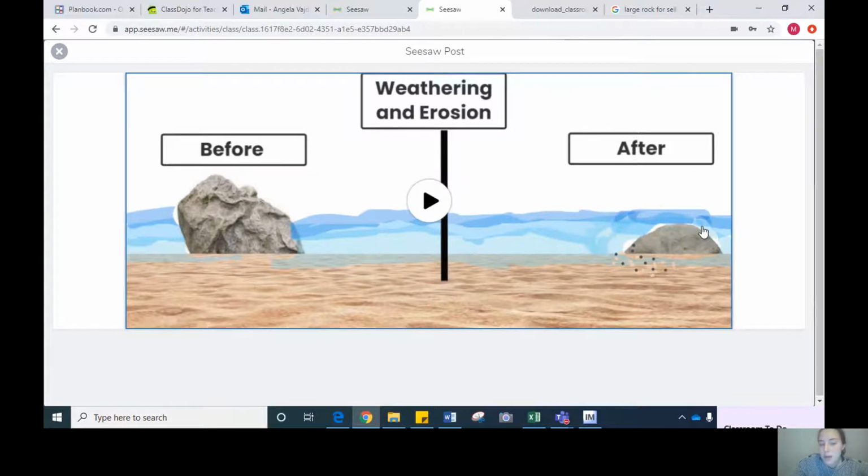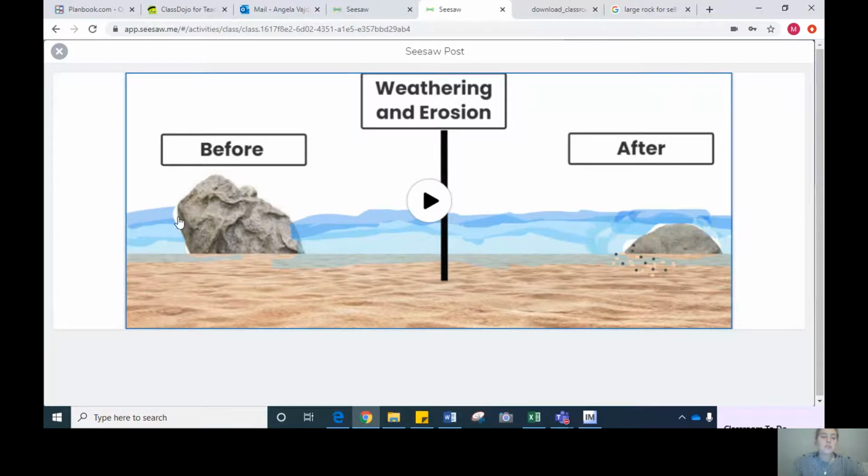Right? When the waves keep hitting the rock and the rock keeps breaking down into smaller and smaller pieces, that is what weathering is. Now, all these dots right here are the little pieces that fell off my rock. The water is coming and it's taking those pieces away. It's moving them back into the ocean. And that is what erosion is.